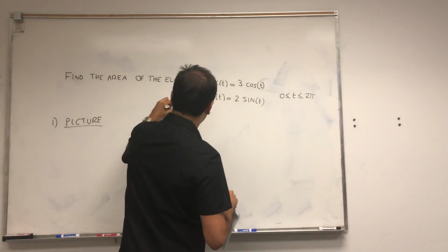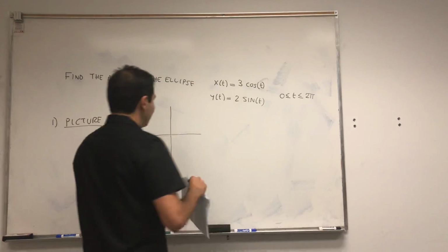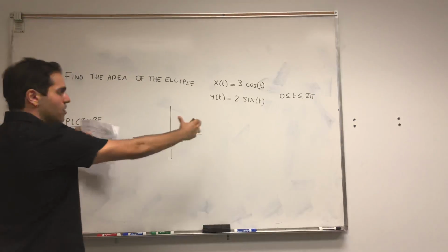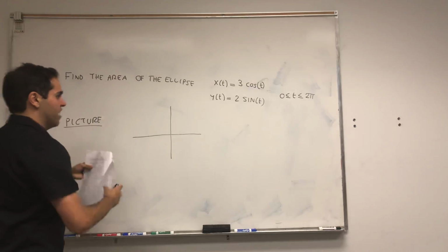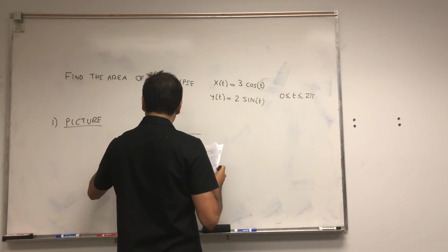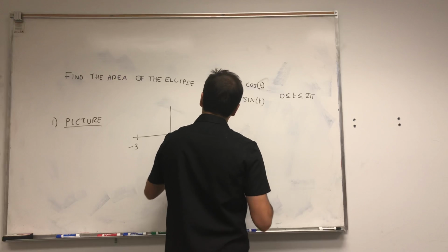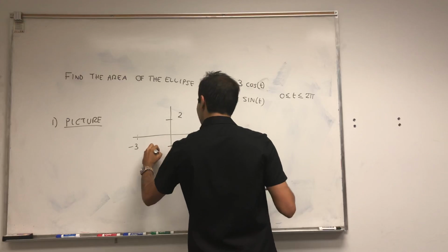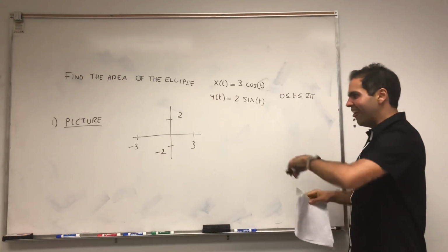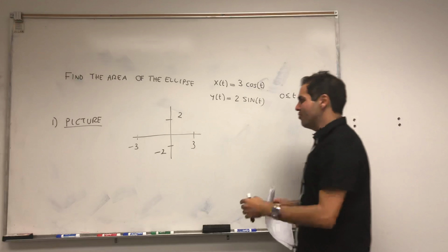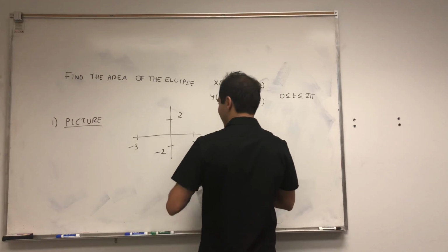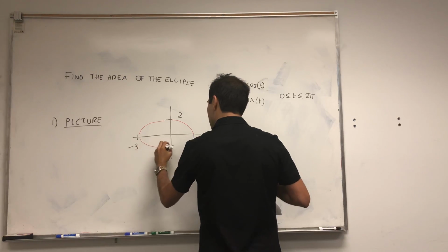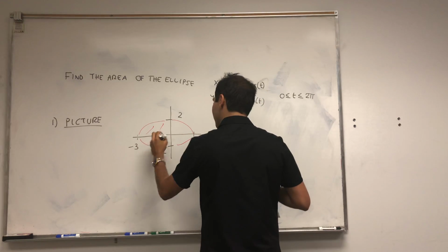So what is x and y? This is really cool. When I say x is 3 cosine of t, it tells you that the width of the ellipse goes from -3 to 3. And when I say y is 2 sine of t, it means the height goes from -2 to 2. So all you need to do is draw an ellipse with width 3 and height 2, which becomes something like that. So this is the ellipse we're talking about.